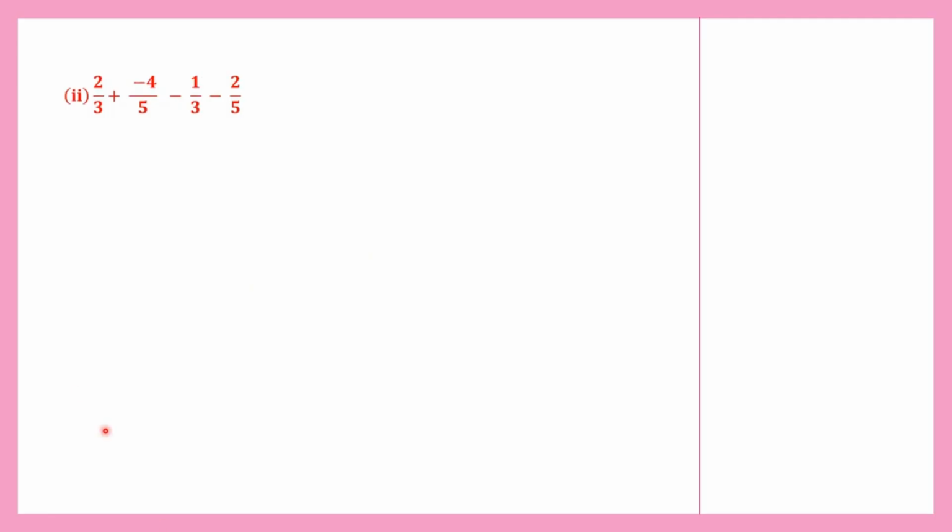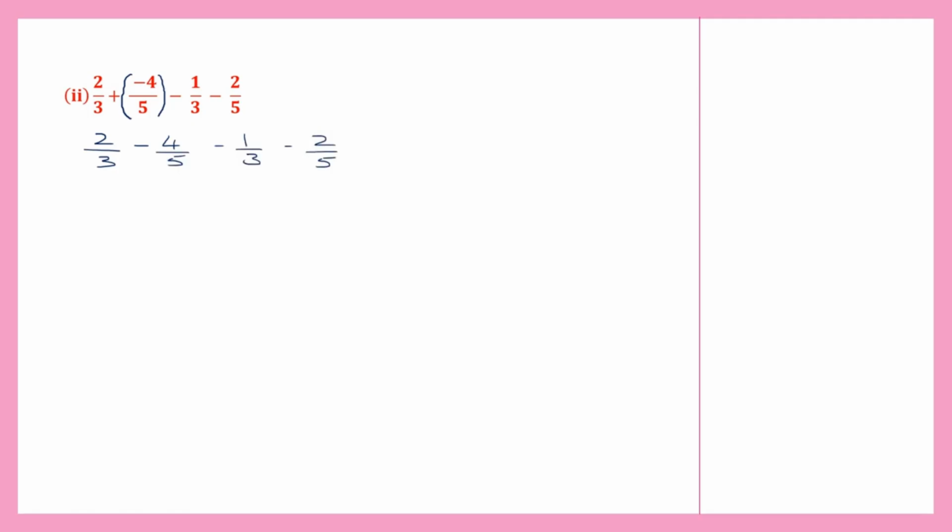Next question here also. First, let's look at the rational numbers with a negative sign. There's one here, so let's put this alone within brackets. Now let's open the brackets here. So this will be plus into minus, which is minus. The first one remains the same, so this is 2 by 3. Plus into minus is minus 4 by 5, minus 1 by 3, minus 2 by 5.